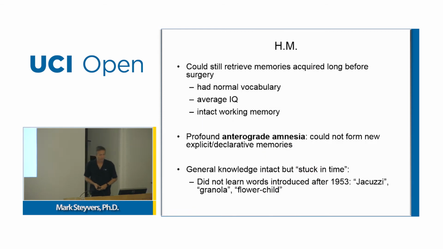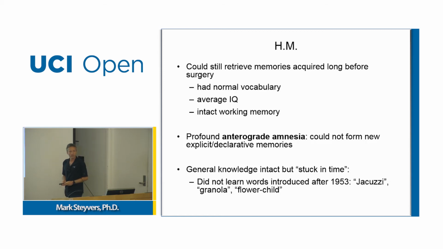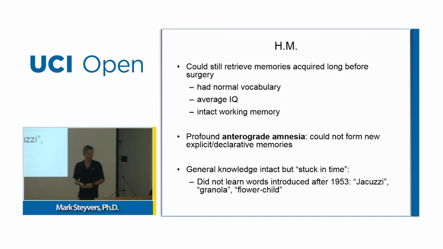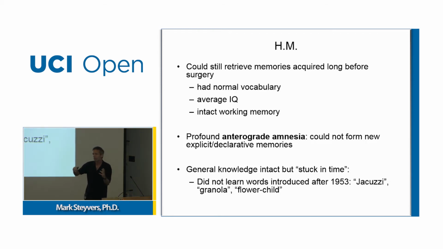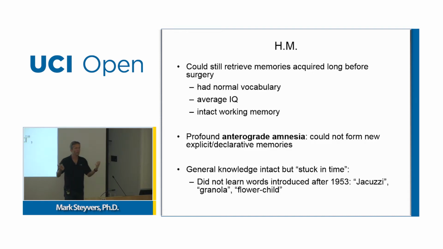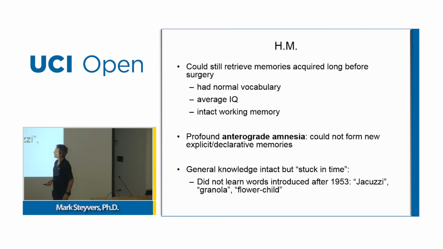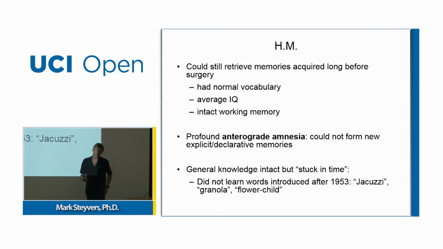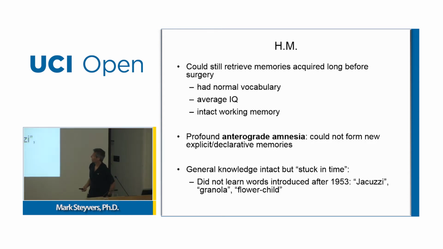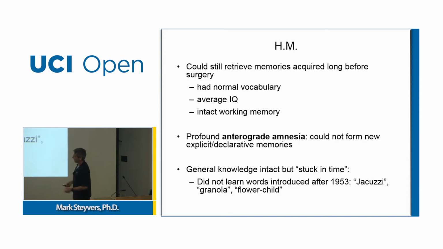So HM could still retrieve memories acquired before his surgery. He's normal in many ways. He had a normal vocabulary, average IQ, his working memory was fine, but he could not form new memories after his surgery. So he could not remember people that he met. He could not remember the doctors that he met on a daily basis. Every time he had to be introduced to those people over and over again.